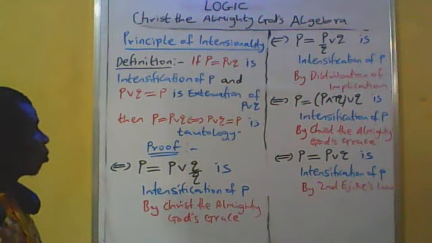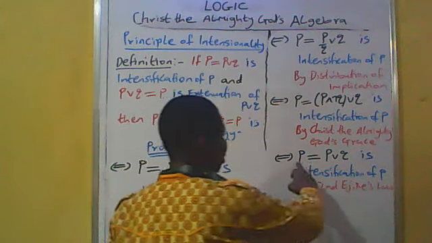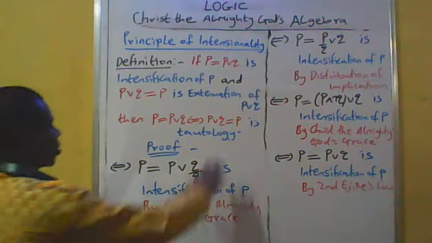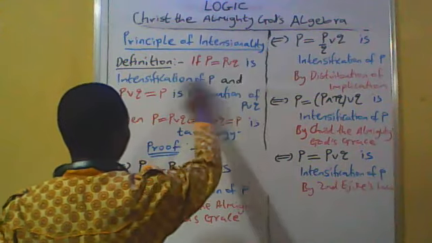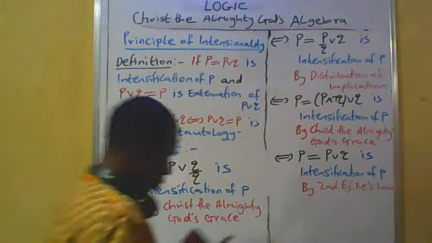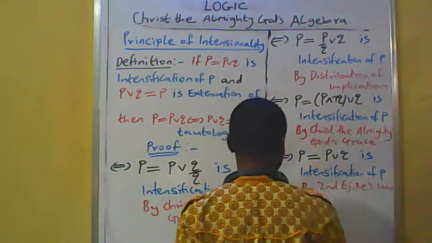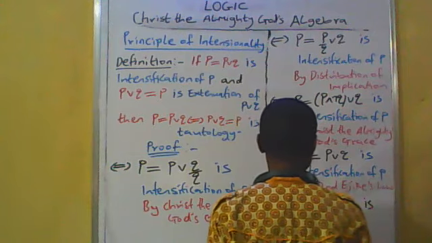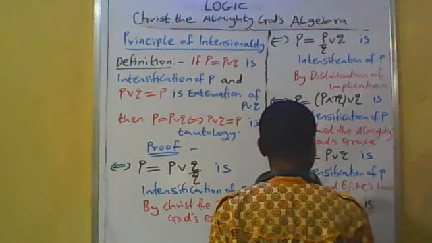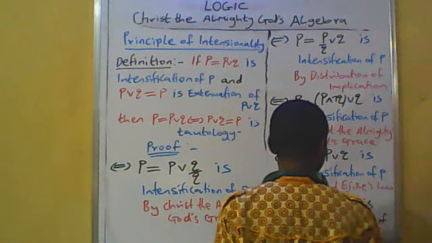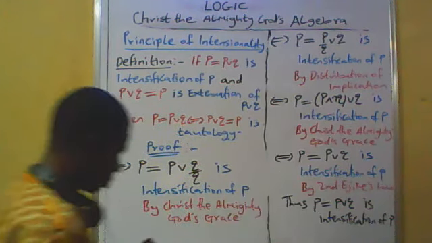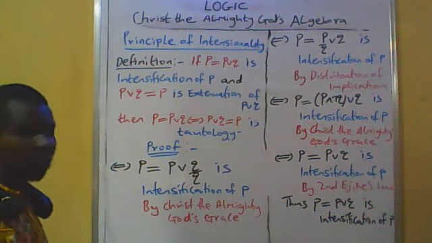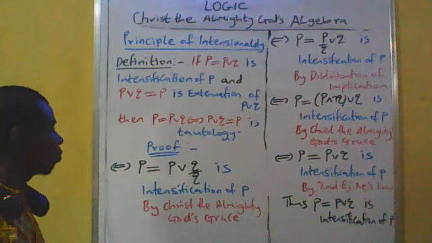Now we have proved that P is equal to P or Q is intensification of P. That means we have now proved that P is equal to P or Q is intensification of P. We then conclude. We say thus P is equal to P or Q is intensification of P. Having proof that P is equal to P or Q is the solution of P, we are going to prove the converse.